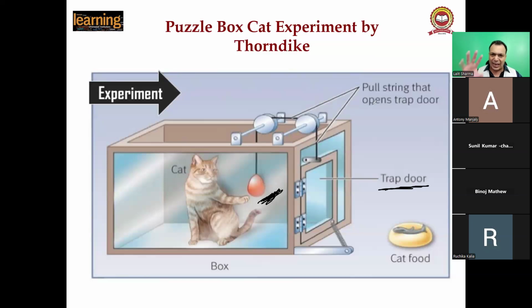जब थॉर्नडाइक ने कैट को केज के अंदर डाला, ये पजल बॉक्स के अंदर डाला, तो व्हाट इज द वे टू कम आउट? ओनली प्रेसिंग द लीवर. दिस इज कॉल्ड द लीवर स्ट्रिंग. यू कैन सी दैट. ये देखिए, पुल स्ट्रिंग दैट ओपन्स द ट्रैप डोर.